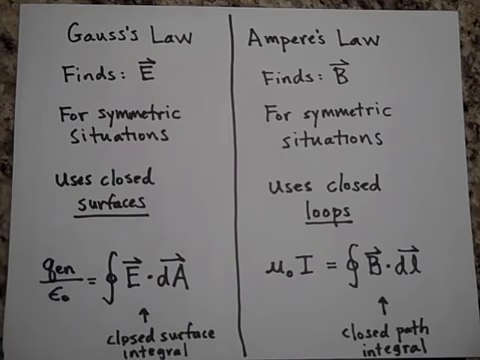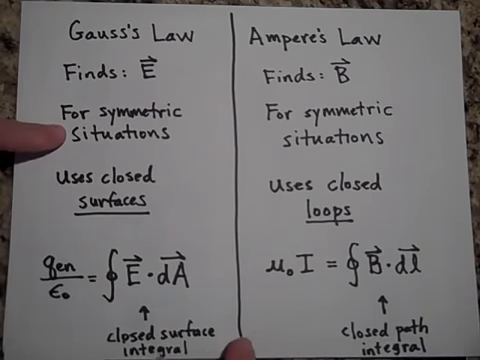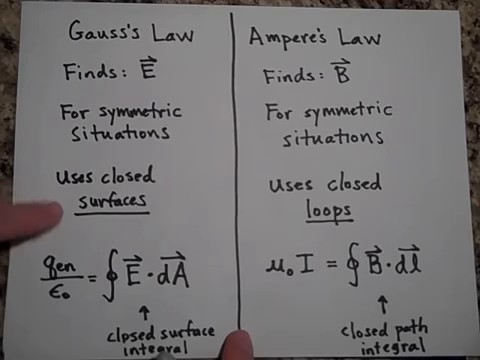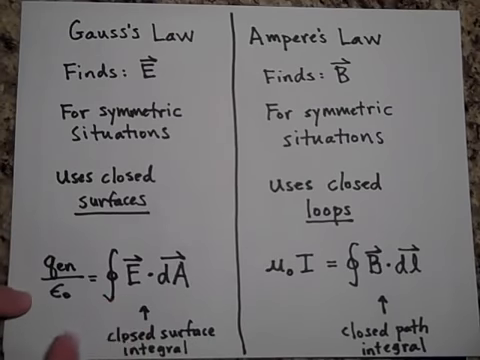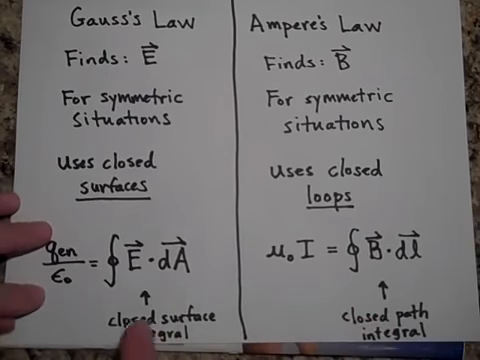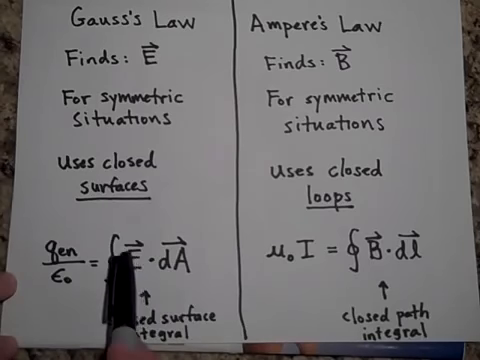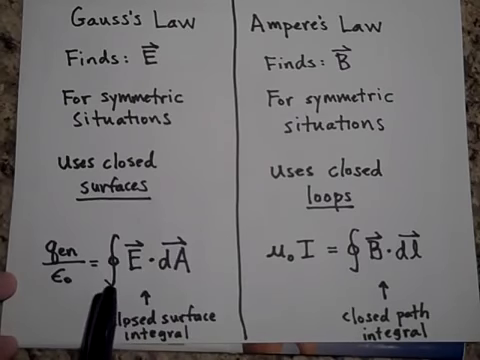for Ampere's law. So Gauss's law was to find electric fields, and you could use Gauss's law for highly symmetric situations and use closed surfaces. And this is Gauss's law, and you see how we're using a closed surface integral here. We know this is a closed surface integral because these are dAs, and this little circle here means that you're going to integrate over the entire closed surface.